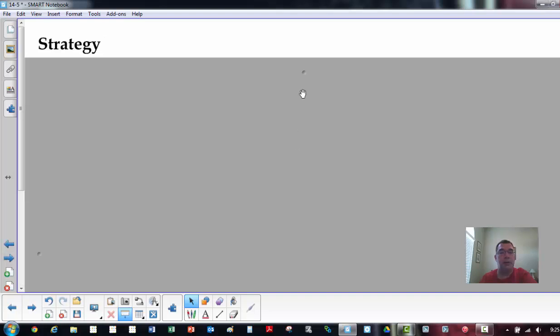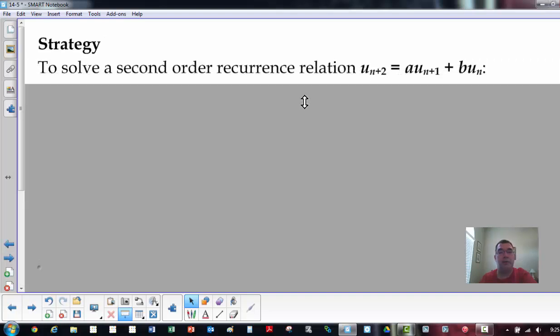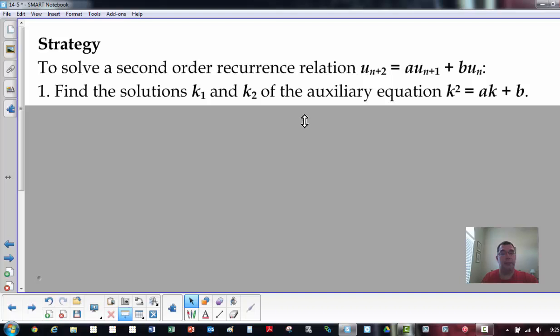All right, so here's our strategy. That's how it's going to be given to us. The (n+2)th term is going to be equal to some constant times the (n+1)th term, or the term that came before it, plus another constant times the term that is 2 before that, which we will call u_n, or the nth term.